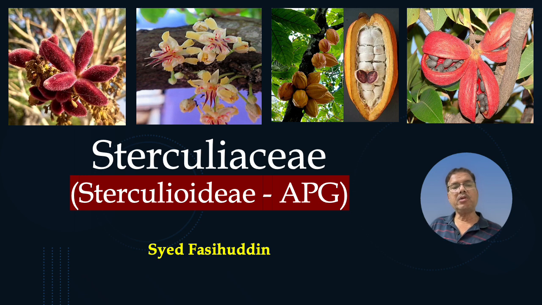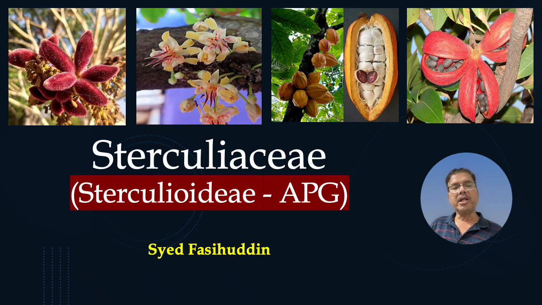The family Sterculiaceae is of great economic importance. It gives us valuable products such as chocolate from Theobroma cacao, gum karaya from Sterculia urens, and cola nuts from Cola acuminata. Many species are also used as ornamental trees, timber sources, or for oil and fiber production.